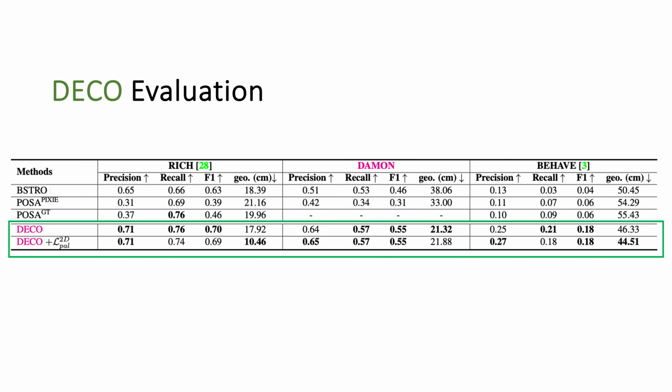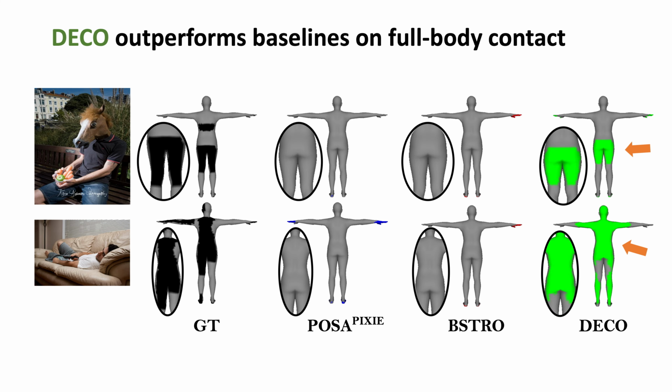We evaluate our DECO regressor on the RICH, DAMON, and BEHAVE datasets for dense 3D contact estimation from an image. The results show that DECO significantly outperforms existing state-of-the-art methods, like BSTRO and POSA, across all benchmarks. Qualitatively, DECO's contact predictions are more realistic and physically plausible than the ones of BSTRO and POSA.